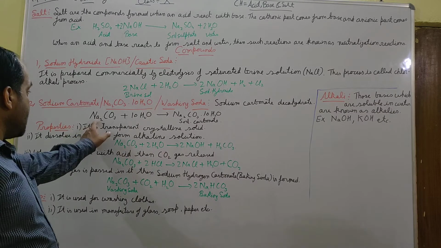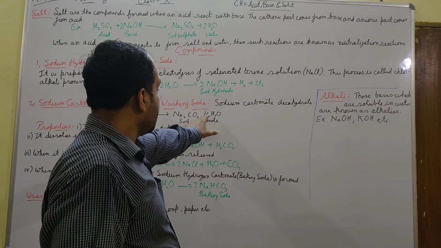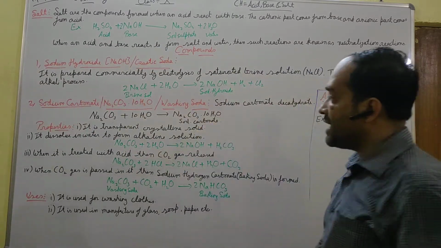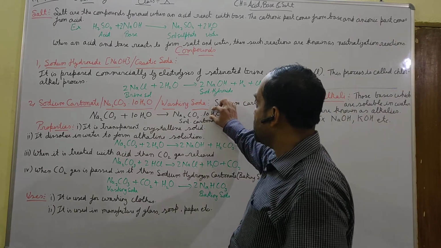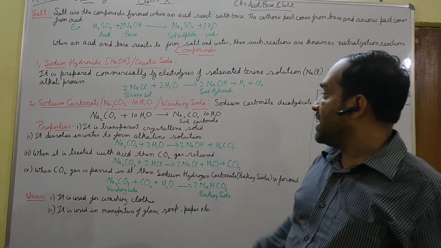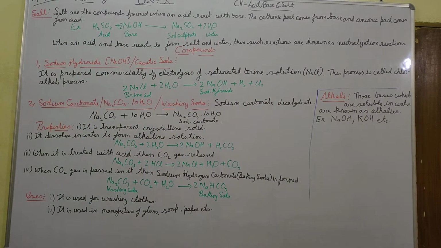Na2CO3 plus 10H2O gives Na2CO3.10H2O, that is sodium carbonate decahydrate. This 10H2O is known as water of crystallization. When water of crystallization is attached to the main salt, the salt becomes wet; it gains the moisture. So this 10H2O is known as water of crystallization.